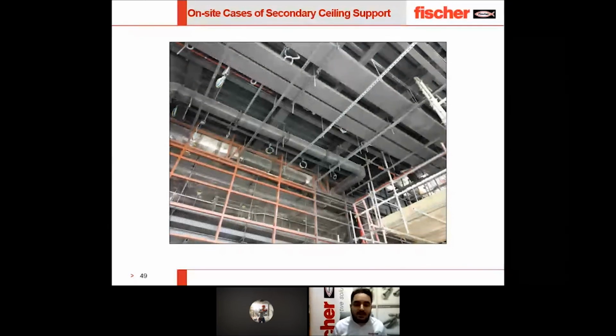So we have this ACT, advanced curtain wall technique, from Fischer. It can work for porcelain and tile, and it can also work for the stone.